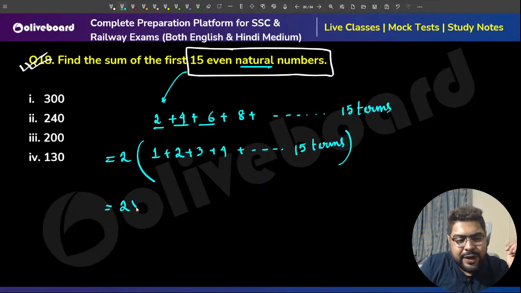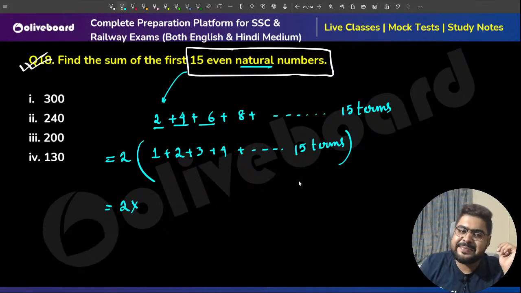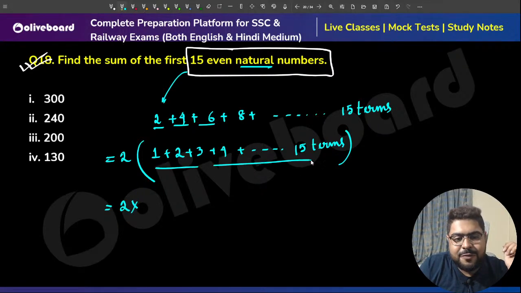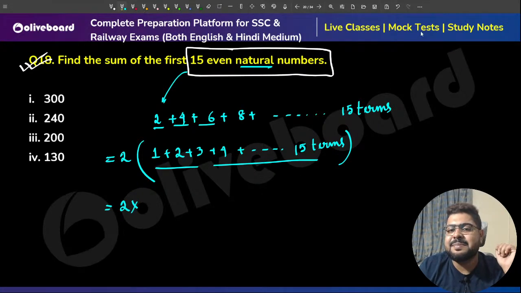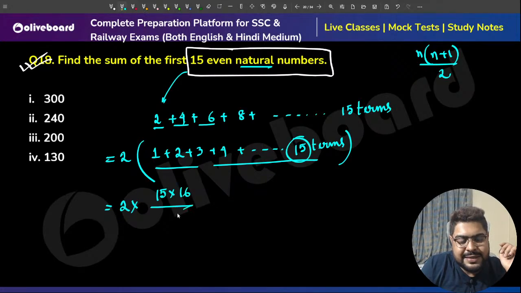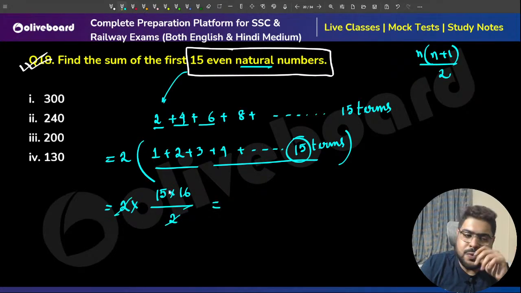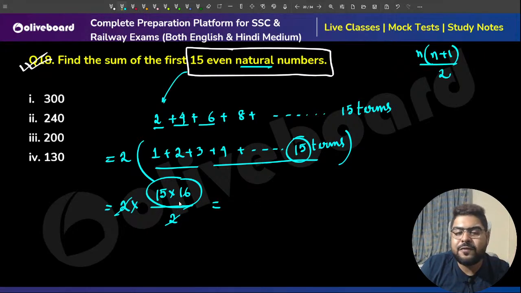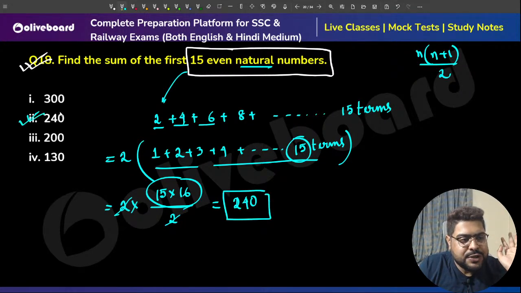So 2 into, what is this? It is the sum of the first n natural numbers, that is n into n plus 1 by 2. So this is 2 times of this. N is here 15. So 15 into 15 plus 1, 16 by 2. If you do that, you will find 15 into 16, that is 225 plus 15, which is 240. So that is option number 2.